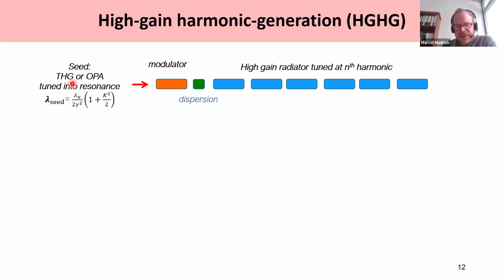to get 366, or even using the OPA, which stands for optical parametric amplification. This is another nonlinear technique. We can quite easily get down to about 200 nanometer UV pulses. And at 200 nanometer, here we can actually tune the undulator, or this first undulator, which is called the modulator, we can tune it into resonance.